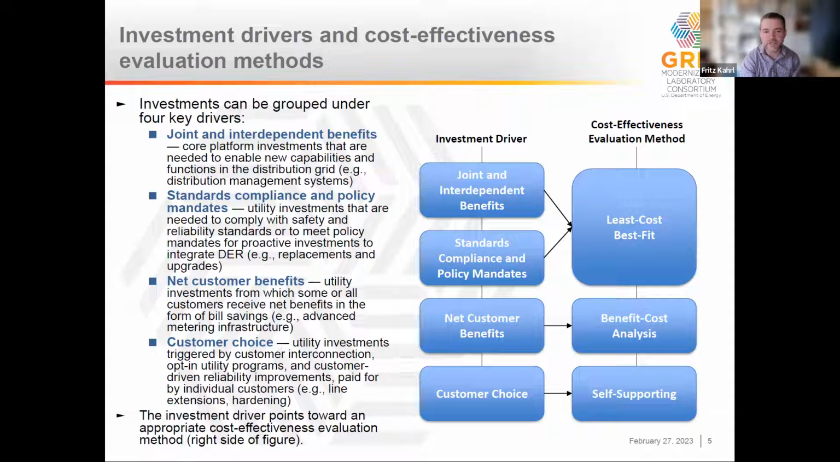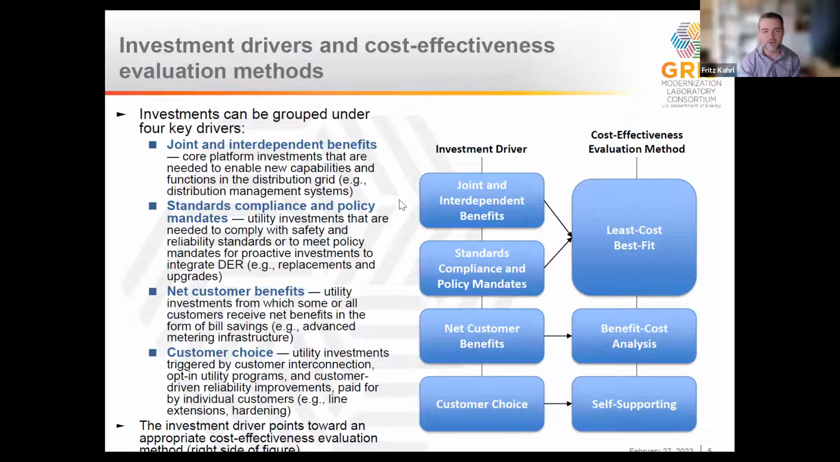Second category is compliance and policy mandates. These are investments that are needed to meet safety and reliability standards and mandatory policy goals. Currently, most distribution investments are driven by standards. Policy mandates are an emerging category of driver.